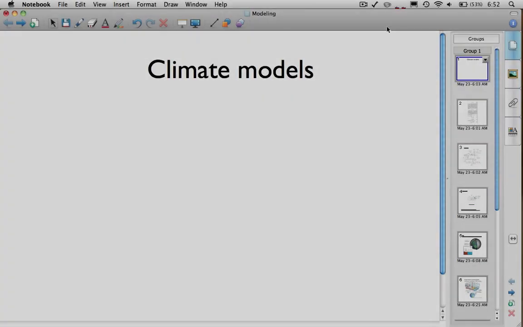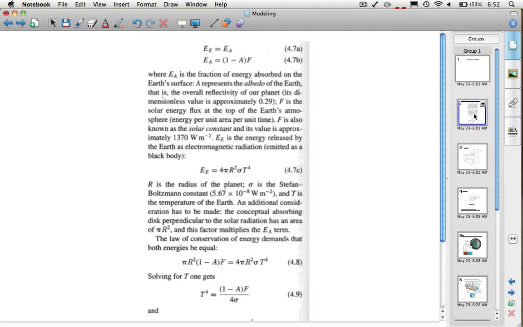My goal in this video is to tell you about some of the different models that climate scientists use and to tell you about some of the advantages and disadvantages of those climatological models. So it turns out the simplest climate model that scientists use is actually a model we've already seen.